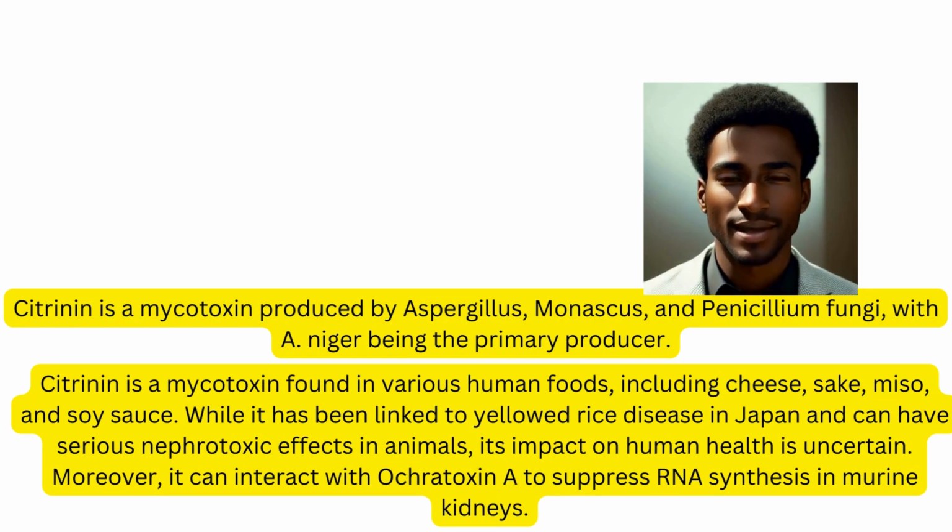Citrinin, a polyketide mycotoxin produced by Aspergillus, Monascus, and Penicillium species. It is a type of mycotoxin generated by several species of Aspergillus, Monascus, and Penicillium fungi. Aspergillus niger is known to be the primary producer. Citrinin is found in human foods such as cheese, sake, miso, and soy sauce, but has been linked to yellowed rice disease in Japan and can have serious nephrotoxic effects in animals. Its impact on human health is uncertain.